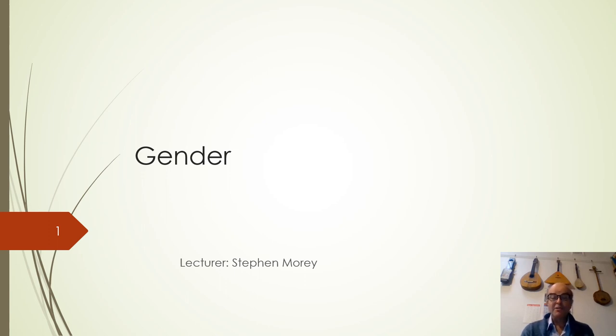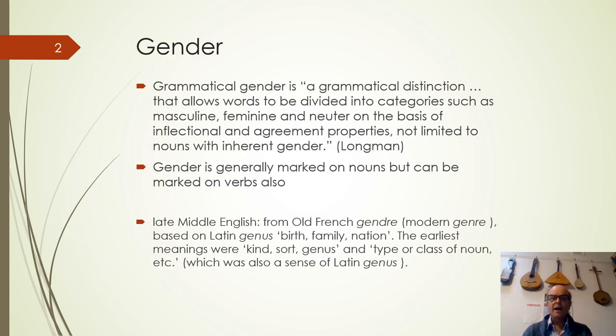Today, I'm going to talk about gender. Gender is a word that we use in linguistics to talk about classes of nouns. Okay, so grammatical gender, which is probably what we have to call it today, is a grammatical distinction that allows words to be divided into categories.